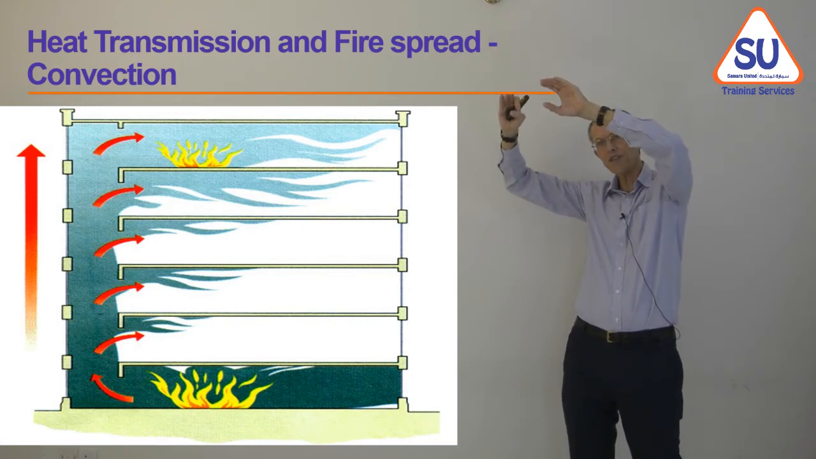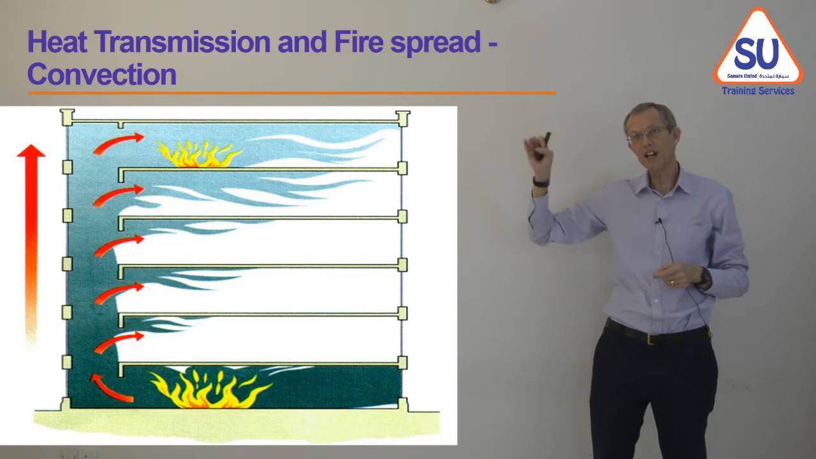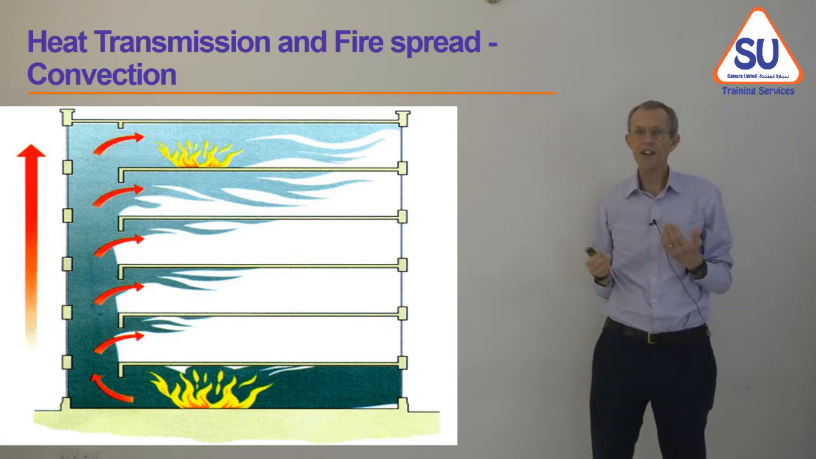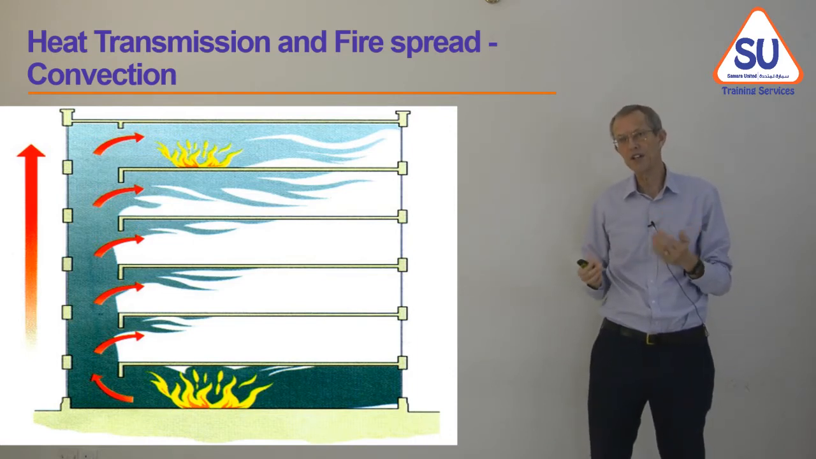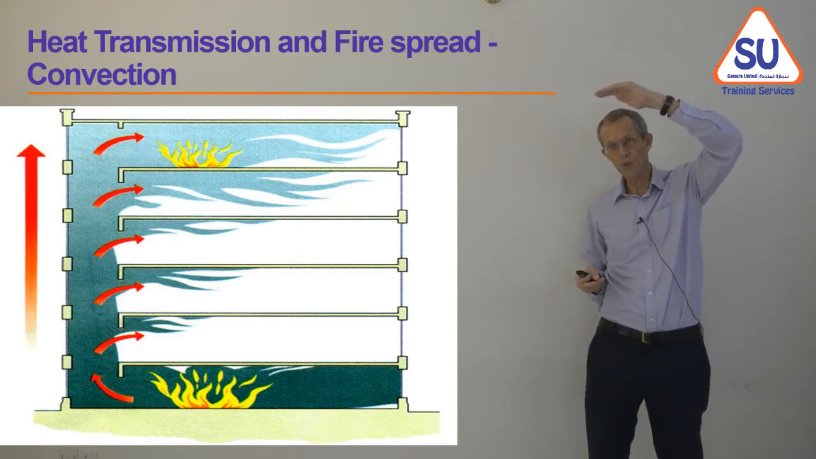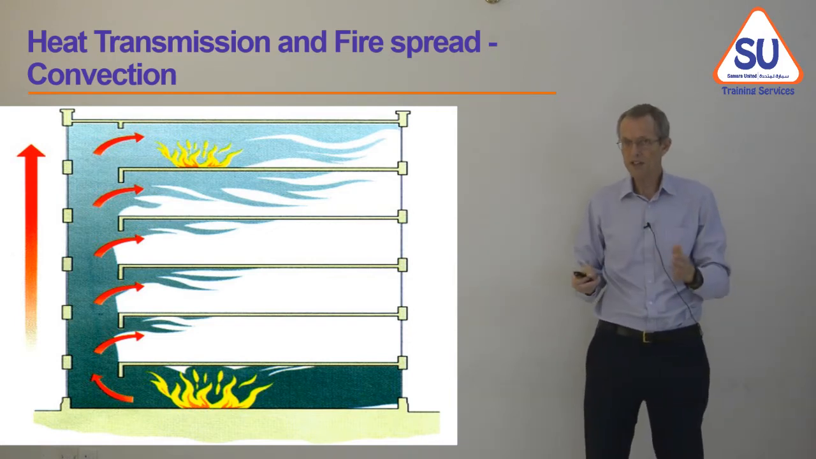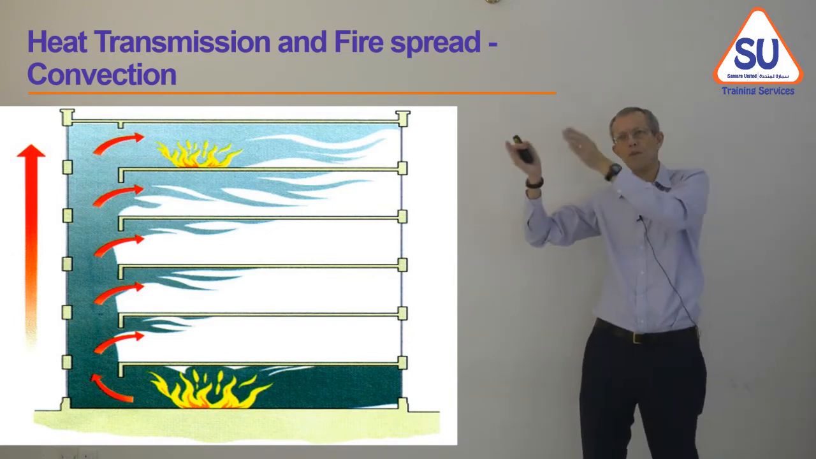And because there's enough heat, that hot gas, just the gas itself, is hot enough to start the fire on the top floor. So now the firefighters have two fires to manage. The one on the basement where it started, and one on the top floor where it's travelled to by convection. Convection, the hot gas moving.